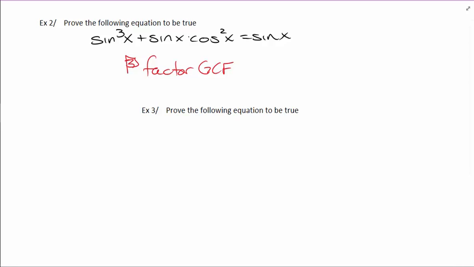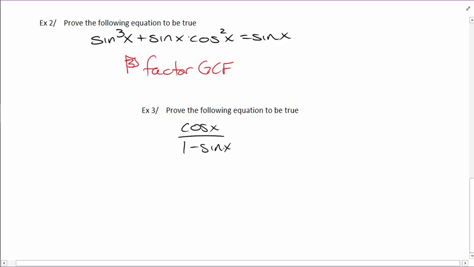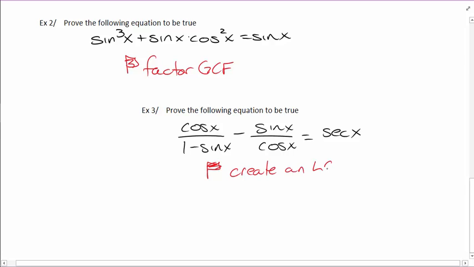The last question I'm going to leave you with today is that the cos x divided by 1 minus sine x, minus the sine x over the cos x, equals secant of x. The hint I'm going to leave you with on this one is to create an LCD, a least common denominator, on the left side. You cannot touch both sides. You can only manipulate one side. Good luck.